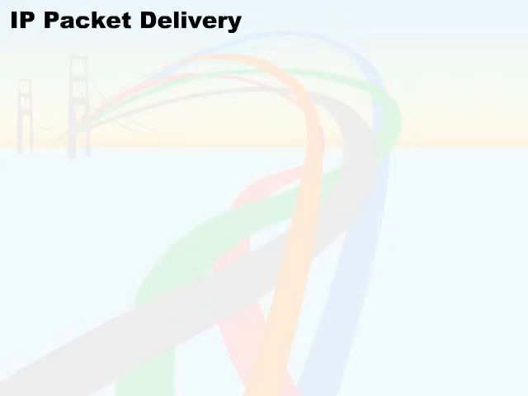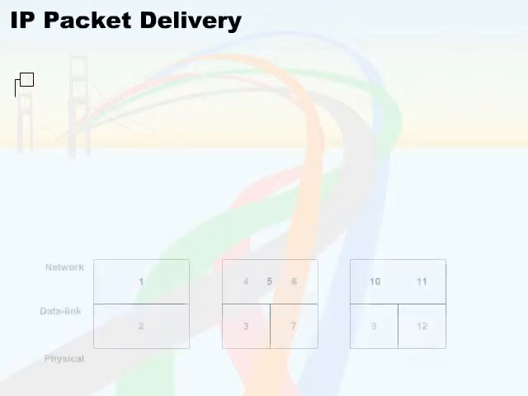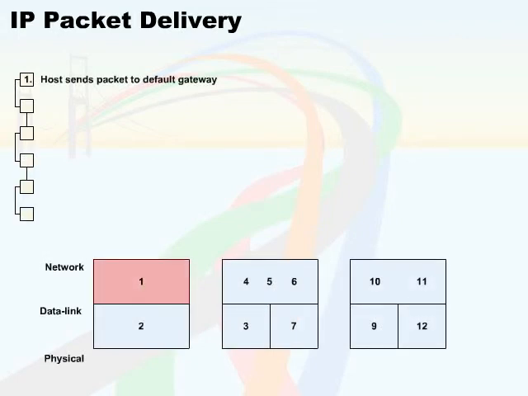Let's look at the IP packet delivery process. A host will first send a packet to its default gateway. The packet will then be placed in the frame. If you notice, we're dealing with the network and the data link portions of the OSI model. So we are actually sending data to the default gateway, which is usually our closest router.